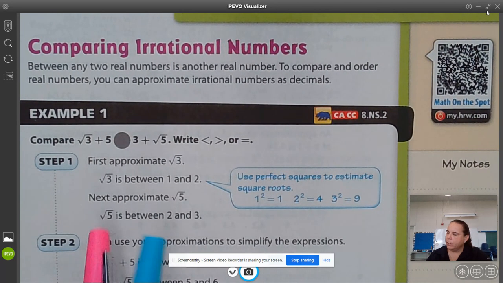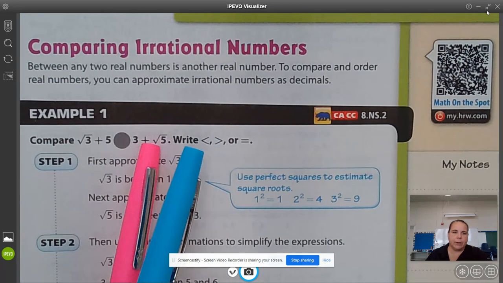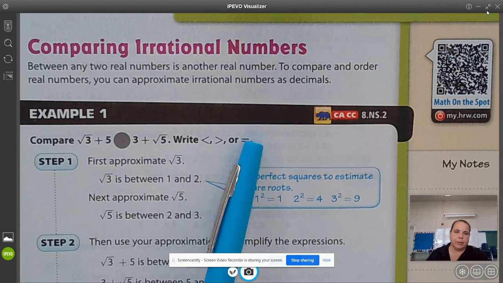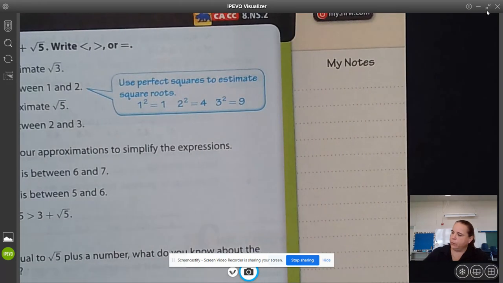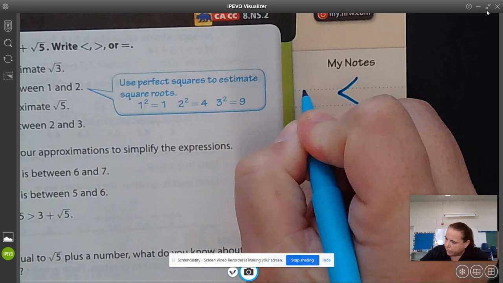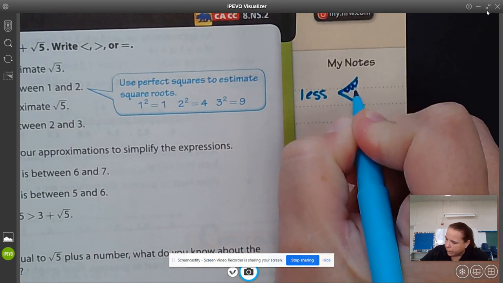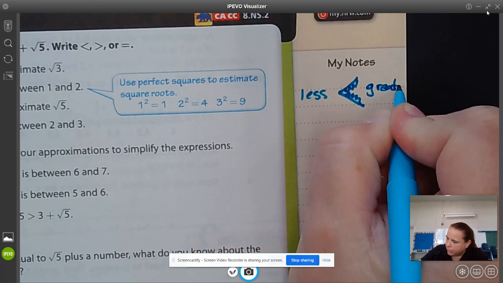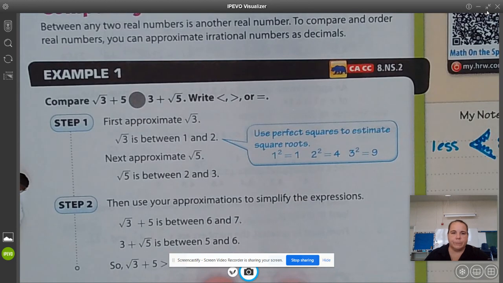We're going to compare the square root of 3 plus 5 and see how that compares to 3 plus the square root of 5. The problems they're giving you ask for greater than, less than, or equal that you're going to put into this circle. Just a reminder, if you see this symbol, the less goes on the small side, and here's the alligator, and he wants to eat the greater side. Whatever side the alligator is going to eat is the side that should be greater.